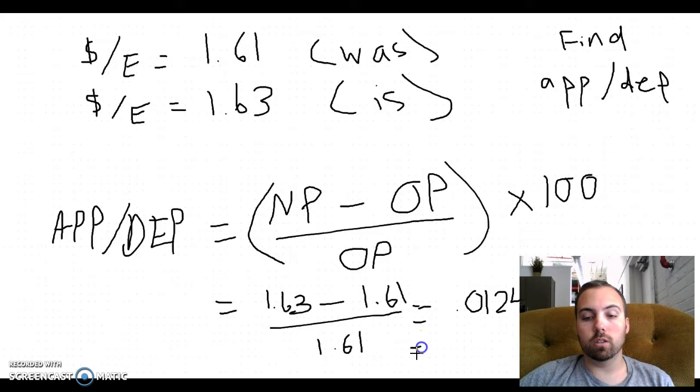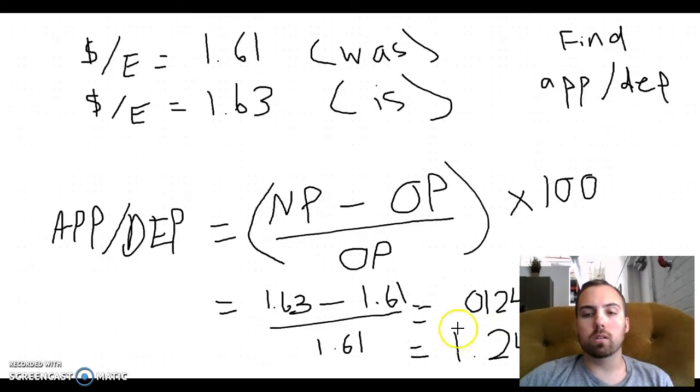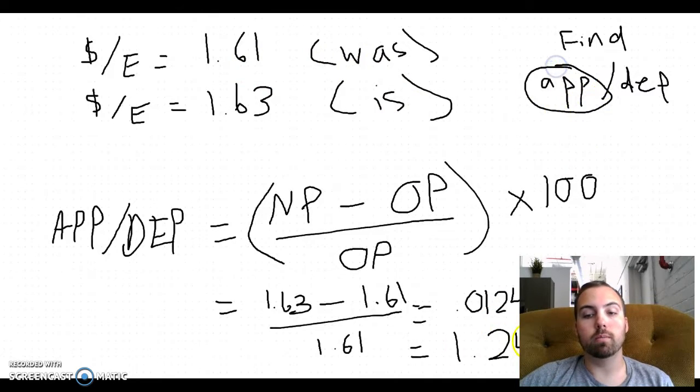1.24. So what this means is there was obviously appreciation, because this value is not negative, of 1.24%. So the change that occurred between what is now and what was is a change of 1.24% appreciation. So it's going to be appreciated by this much. And that's how we calculate the appreciation or depreciation of a currency.